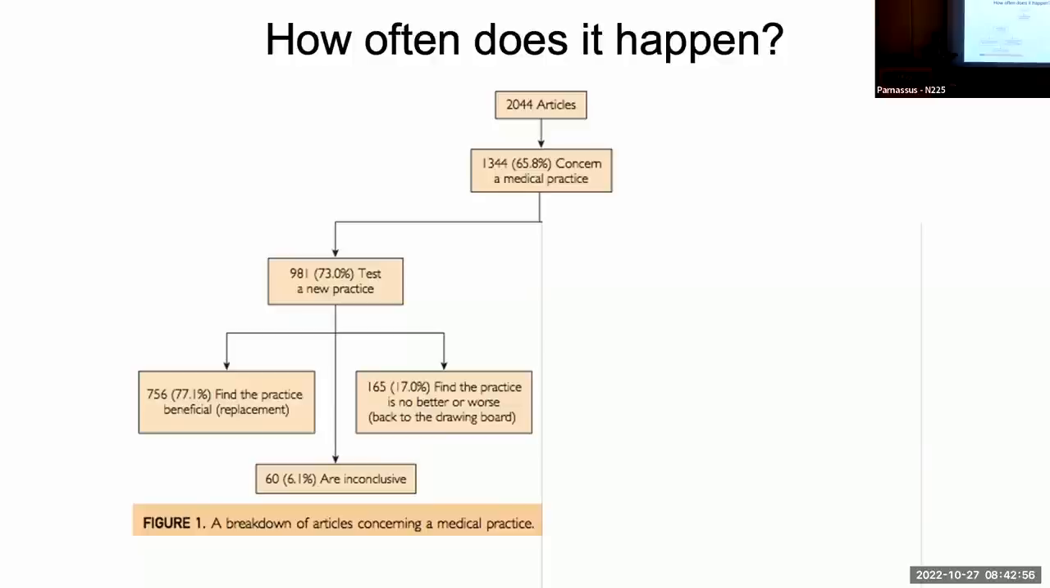No one is going to cite some failed anticoagulant 5 years later. They're going to cite the practice-changing trial. And so they want practice-changing studies, and that's their bias. But these are practices that test something novel.